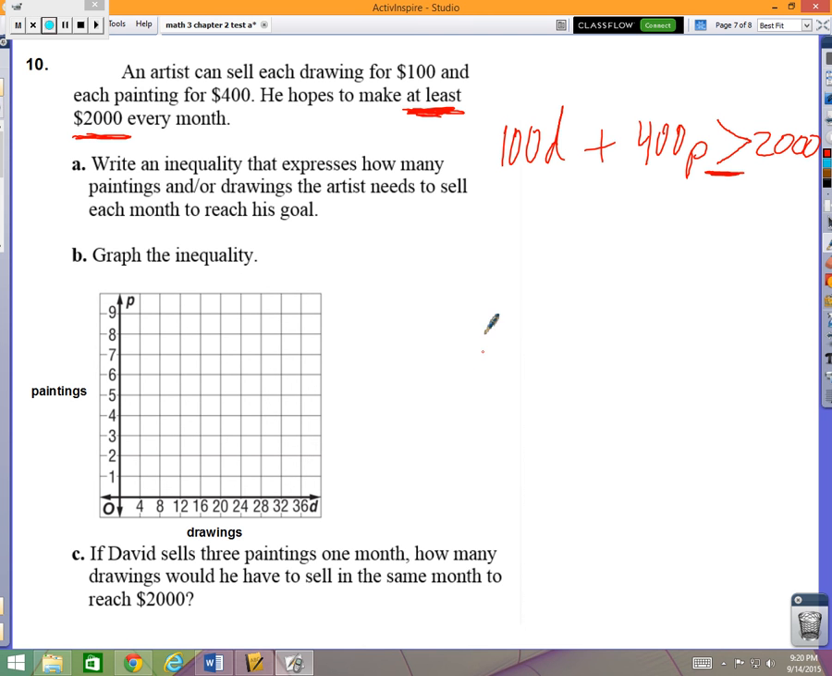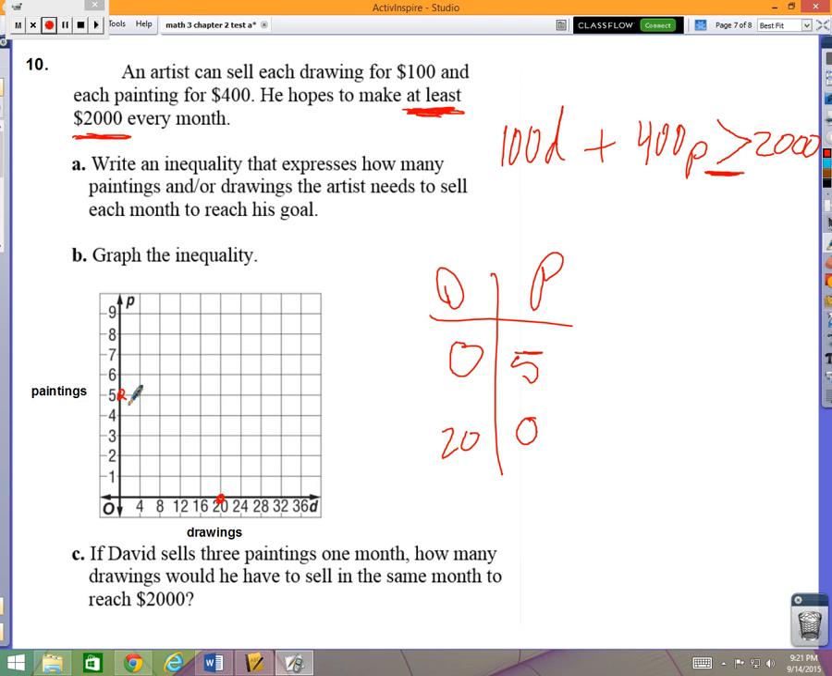So let's graph it. If we're going to graph it, here's the drawings on the X and the paintings on the right. What if I don't sell a single drawing? How many paintings is he going to have to sell to hit $2,000? He is going to have to sell 5 paintings, because 5 times 400 is $2,000. Or the other way around, what if he does not sell any paintings? What if he does it all in drawings? How many hundreds are in $2,000? And that is 20. So you got a dot at 0, 5, and you got a dot at 20, 0.